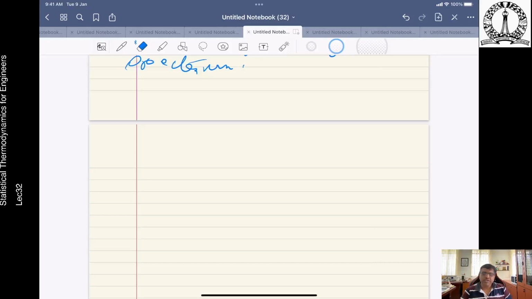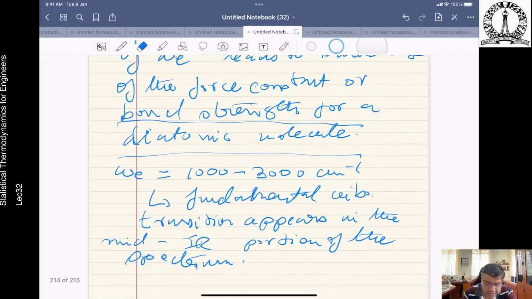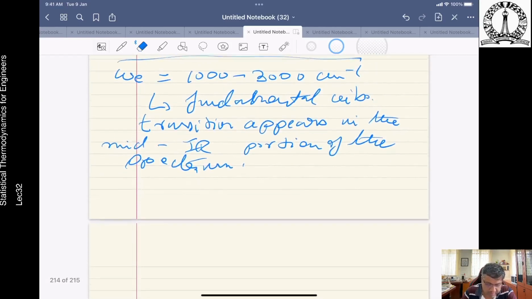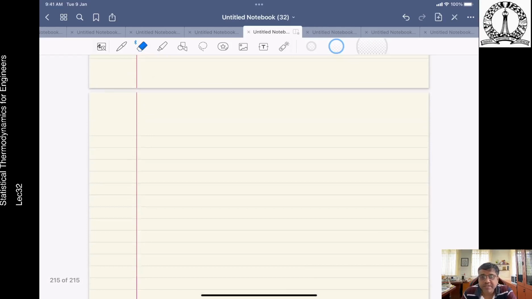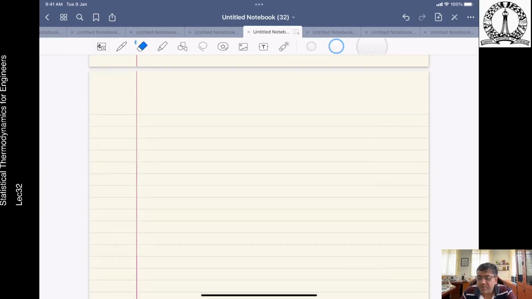So welcome to lecture number 32 of Statistical Thermodynamics for Engineers. In this particular class, we started looking at the vibrational spectrum, and we know the fundamental vibrational frequency that is associated. We also saw that this fundamental vibrational wavelength leads to the knowledge of the bond strength for a diatomic molecule.